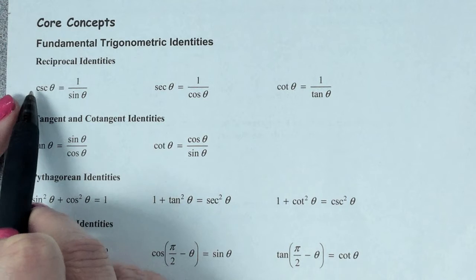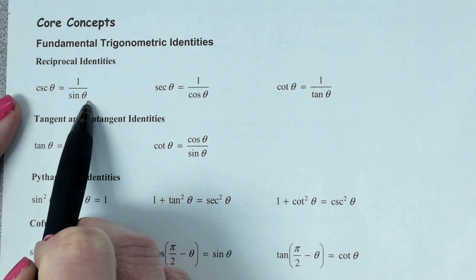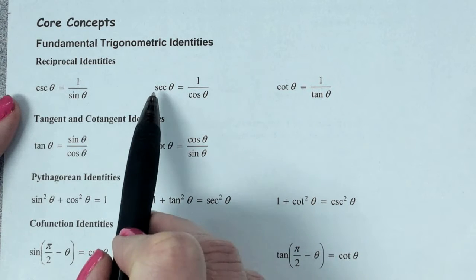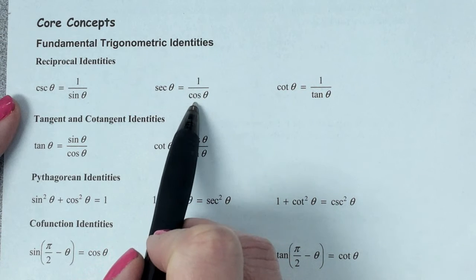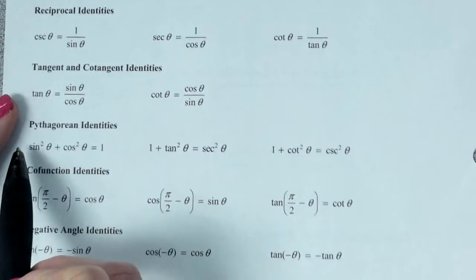So the first one just says that cosecant theta is 1 over sine theta. We already knew that, right? They're reciprocal functions. Secant theta is a reciprocal of cosine, so we can think of it as 1 over cosine. Cotangent is 1 over tangent, because they're reciprocals.